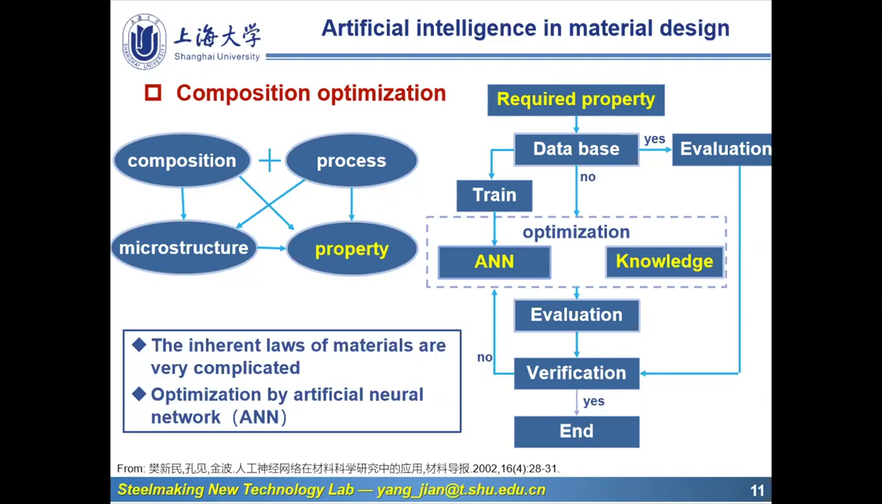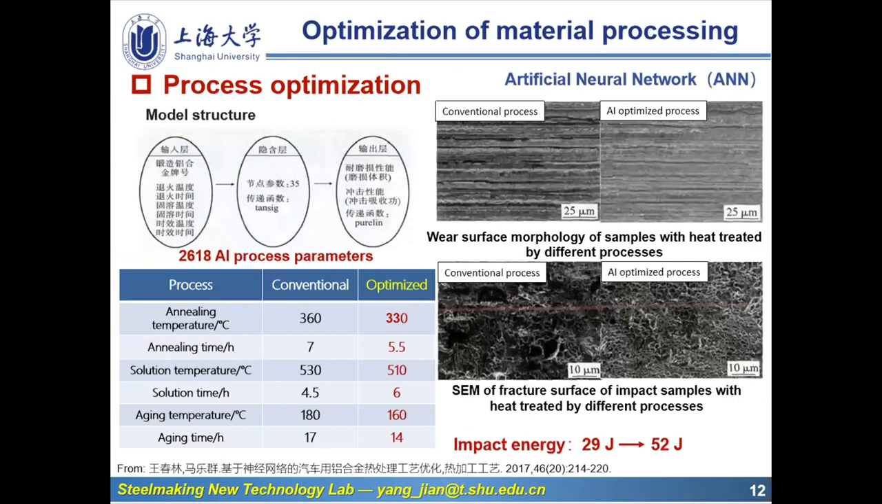And for the optimization of the material processing, for example, we use the artificial neural network to assist in the optimization of the process, producing process. For the conventional one and for the optimized one, we optimize the annealing temperature, annealing time, and the solution temperature, solution time, and so on.